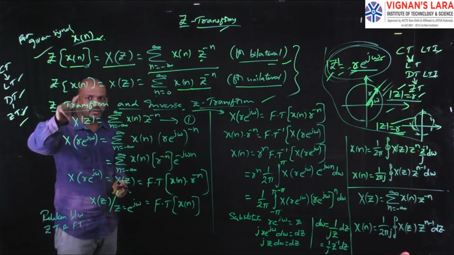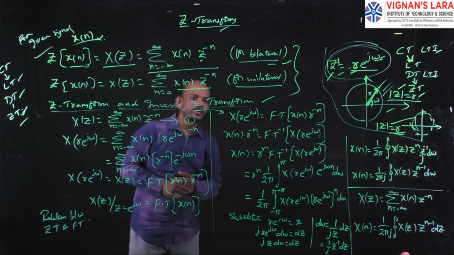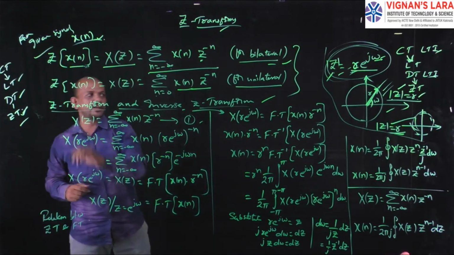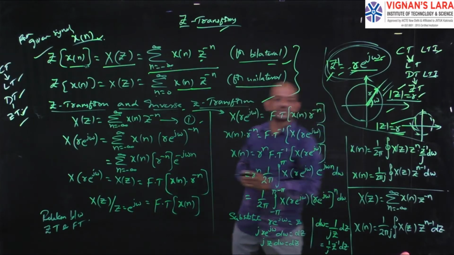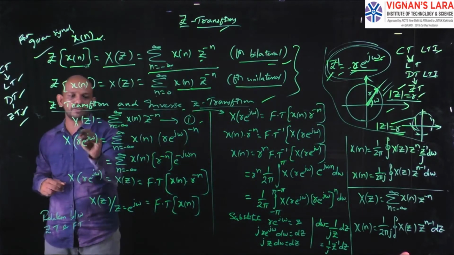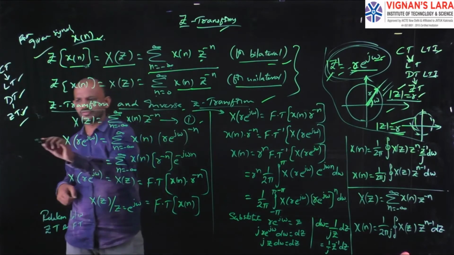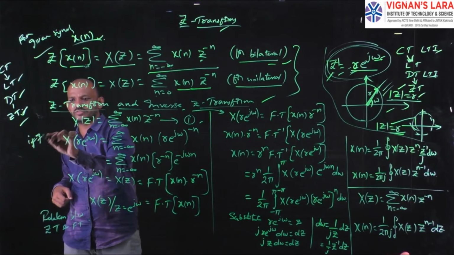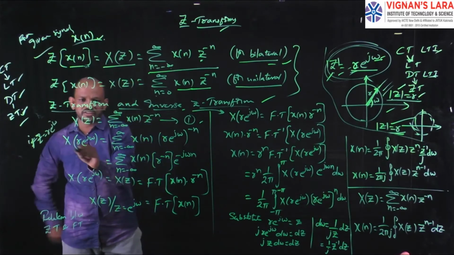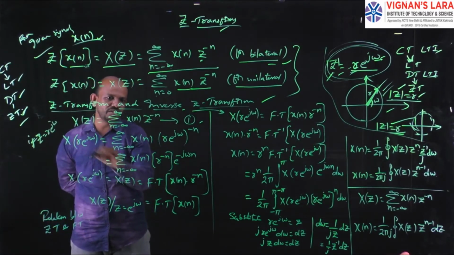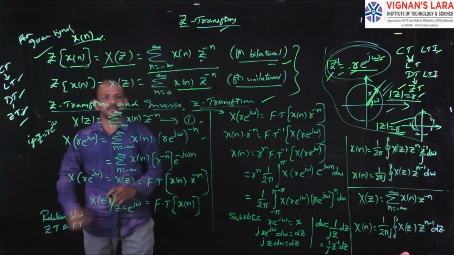We all know the formula of the Z transform, that is X of z equal to summation n equal to minus infinity to infinity x of n z to the power of minus n. And we know z equal to r into e power j omega. So X of r e power j omega equals, substituting z equal to r e power j omega in this equation, summation n equal to minus infinity to infinity x of n, in place of z, r e power j omega, whole power minus n.